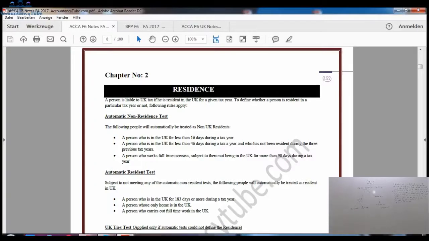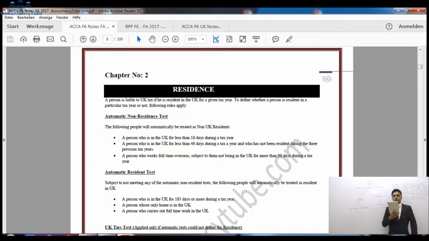To define whether a person is resident in a particular tax year or not, the following rules apply. So to determine if we are UK resident or non-resident, first we will see the automatic tests. First of all, it says the automatic non-resident tests. There are three conditions given below. If any of those conditions apply, then we will be considered UK non-resident. If you are non-resident, of course you will not have to pay any UK tax. So what are those conditions?